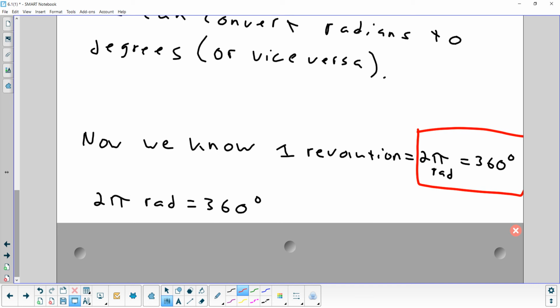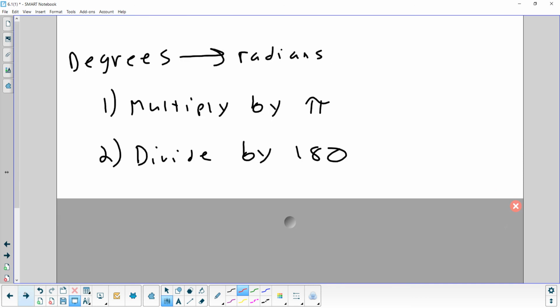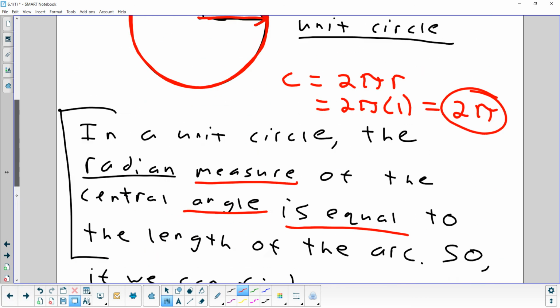1 revolution is 360 degrees. So that's a fact that's always true. That's like saying in 12 inches, there's 1 foot. That never changes. There's always 2 pi radians in 360 degrees. All right.